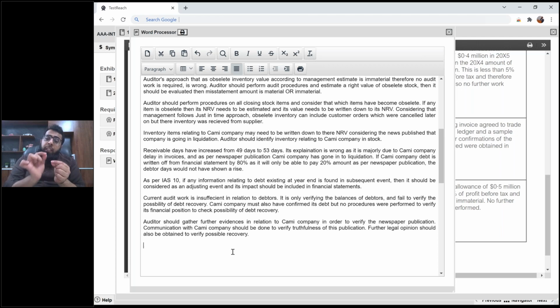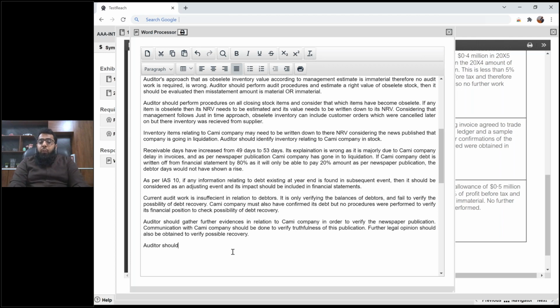We should review the subsequent period payments to verify the debtors at the year end. Now, what do you mean by this? If you are showing a debtor at the year end and you are saying that it will pay the amount in the next 2 or 3 months, we can review the subsequent period to verify whether that debtor is paying in actual or not.